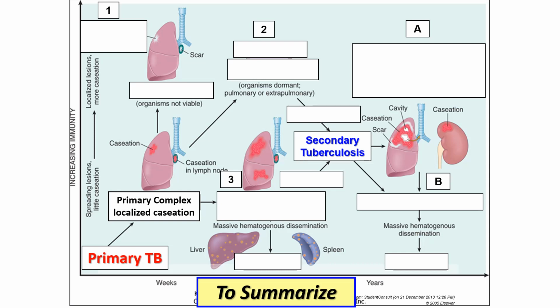To summarize, TB infection is either primary or secondary. What is meant by primary? Primary TB is infection for the first time in a person not sensitized, not infected previously by TB. Mostly in endemic areas it occurs in children.